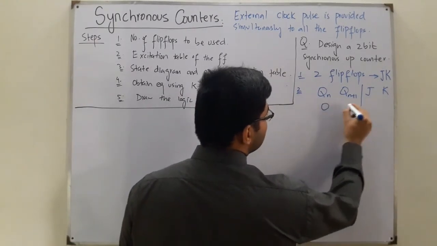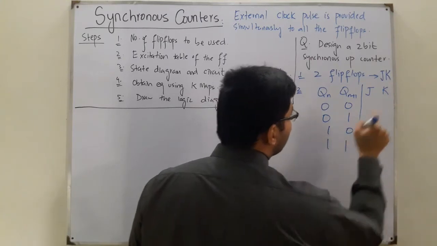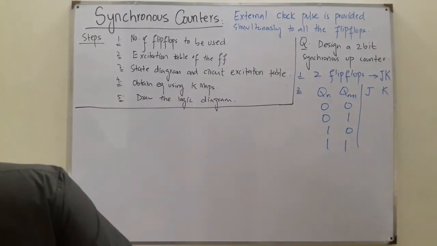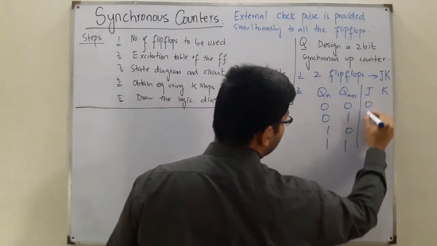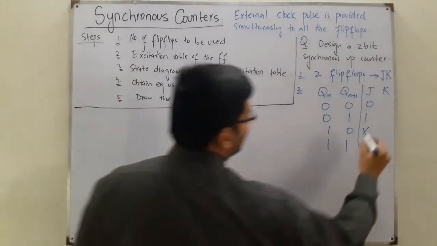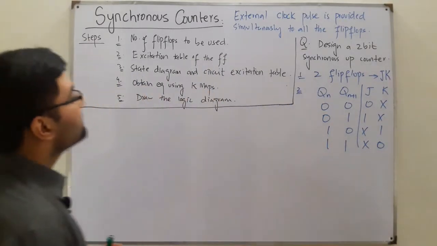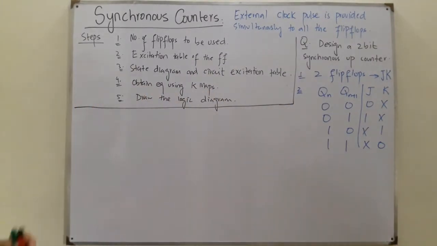All right, so these are the present state and next state combinations, and depending on them, the JK values are 0, don't care, and don't care, 1, 0. So this is the excitation table for the JK flip-flop.